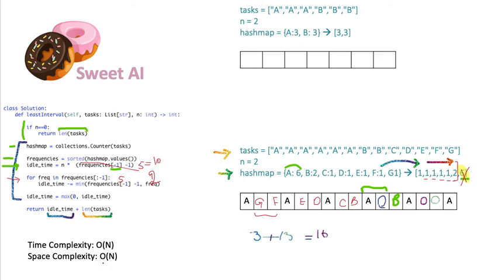The time complexity for this case is O(n), because we iterate over every single item of the list. And the space complexity is O(n) as well, because of the hash map that we have here.